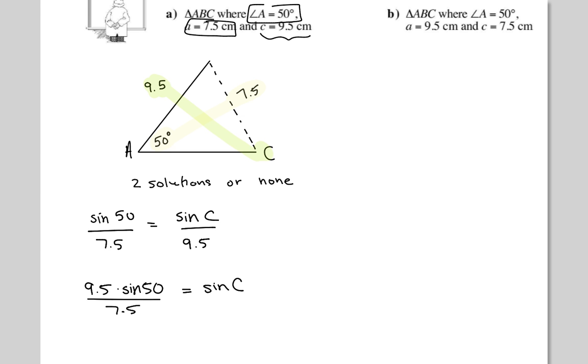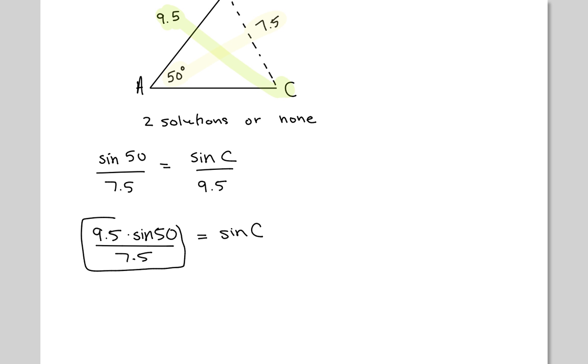I make sure my calculator's in the degree mode. I figure out this answer. I don't need brackets or anything like that because it's just timesing and dividing. The order is not important. So I just go 9.5 times sine 50. If my calculator prompts a bracket for sine, I'll make sure I close the bracket on 50. Divide 7.5. I'm probably going to get some random decimal, right? 0.970. Okay, perfect.